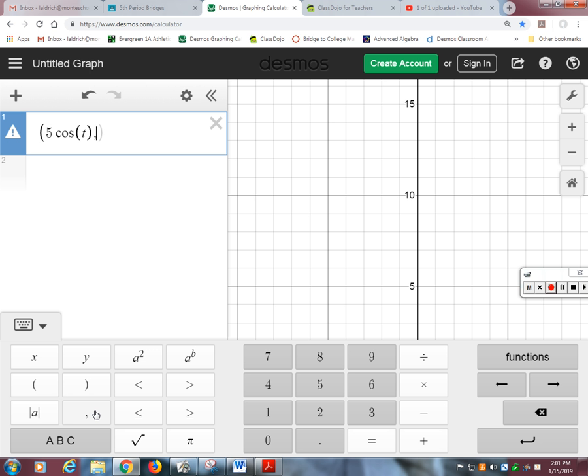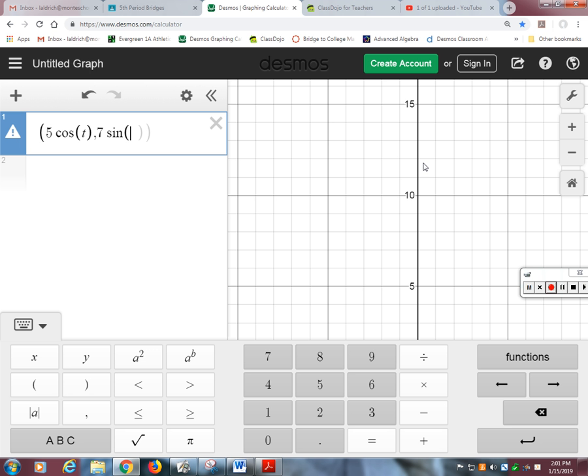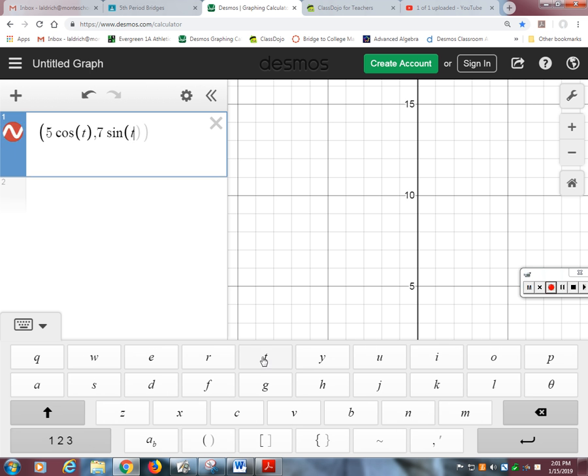And then what was the other one? 7 sine t? Anybody remember? Yeah. Okay, thank you. So then I'm going to hit 7, and I'm going to go sine, and then back to the keyboard menu of t. Okay? And then I get to decide what I want my t values to be in between. You can see that the 0 and the 1 are kind of ghost highlighted there.